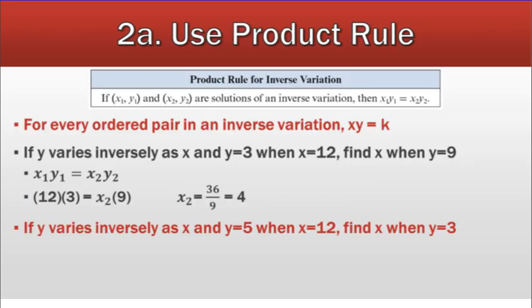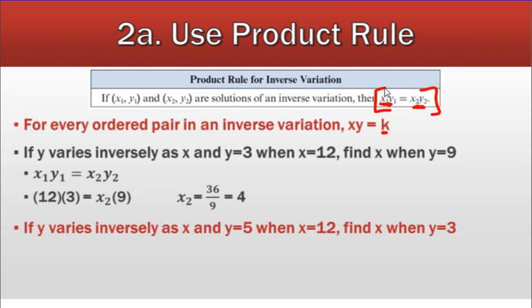Our second examples today use the product rule. And the product rule again is this: x1 y1 equals x2 y2. So for every ordered pair in an inverse variation, y times x gives you your constant. And so when you're looking at the product rule, this xy and this xy are equal to each other because they have the same constant.